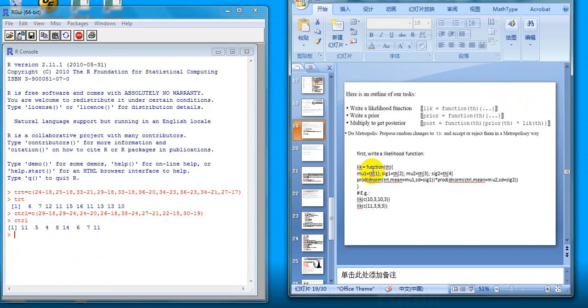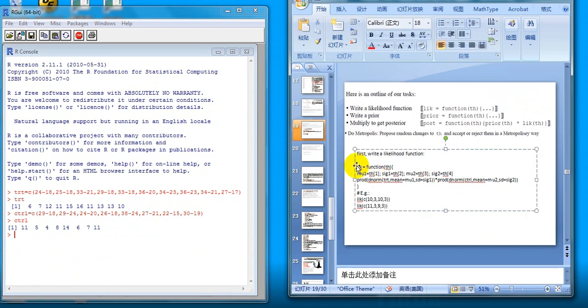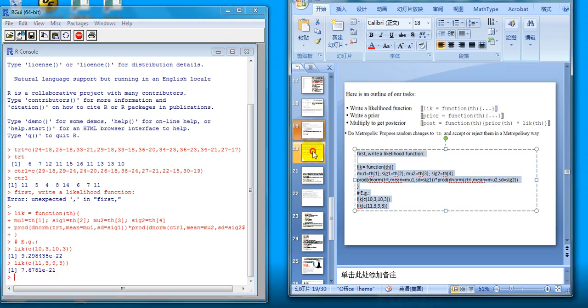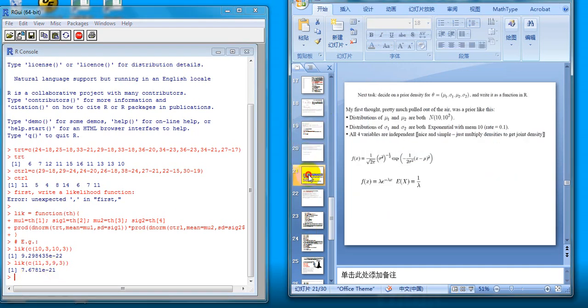Let's run the code for likelihood first. Okay, so this is a likelihood function, and you see if you make mu1 is 10, sigma1 is 3, mu2 is 10, sigma2 is 3, then the likelihood equals this number. Or you can change them, then you can check those likelihood. And then let's do prior.